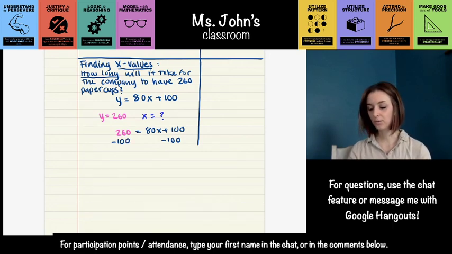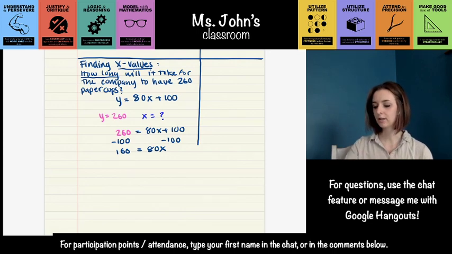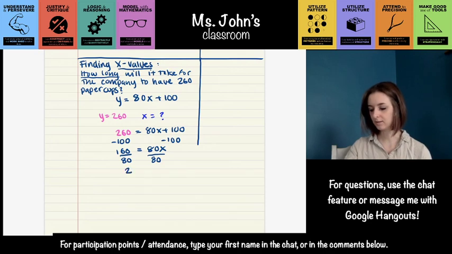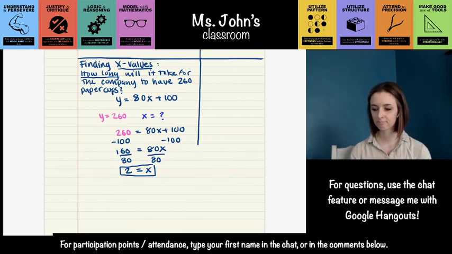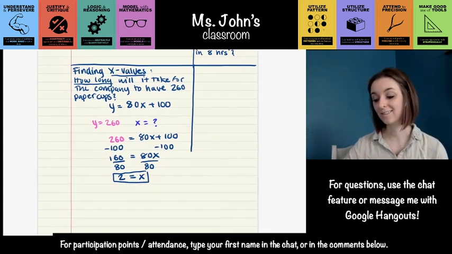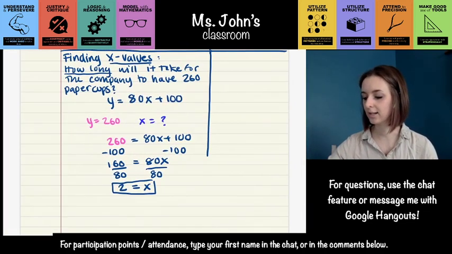I'm going to take away 100 on both sides first, and that will give me 160 on this side. And now we still have 80x. And hopefully you've guessed next we would divide by 80 on both sides, and we would get 2 equals x. So the input required would be 2 hours worth of production would give you that many paper cups. So in a word problem, it's kind of the same, except it just takes a little bit of solving.